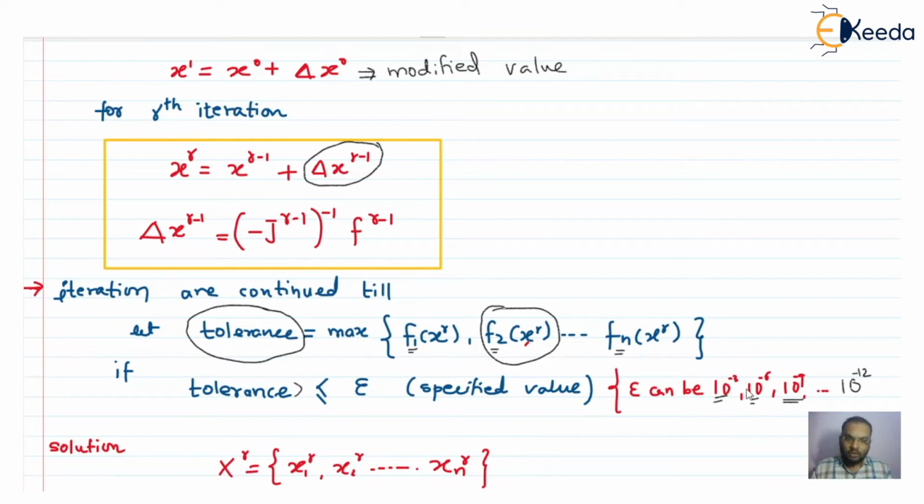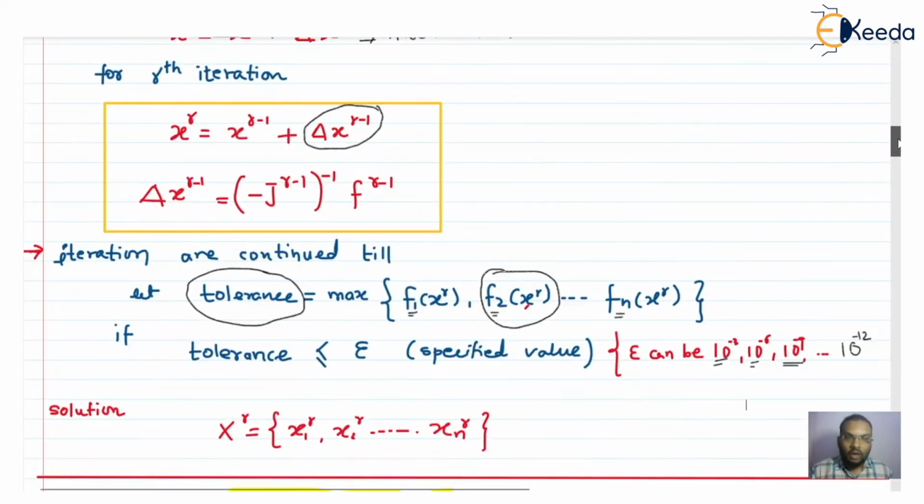It depends, the specified value or tolerance value depends on the nature of the study, for which purpose we are carrying out the study. Is it understood now? So we have to continue the iteration till this condition is satisfied. Let us suppose that in the rth iteration this condition is satisfied. What is the condition? The tolerance must be less than or equal to the specified value. If that is the case in the rth iteration, then whatever variable values we got in the rth iteration will be the solution.